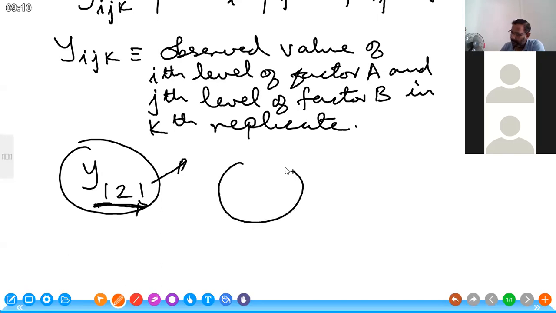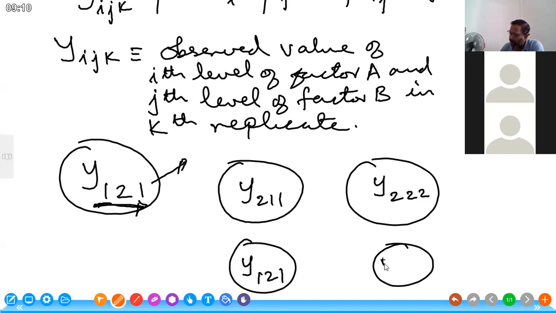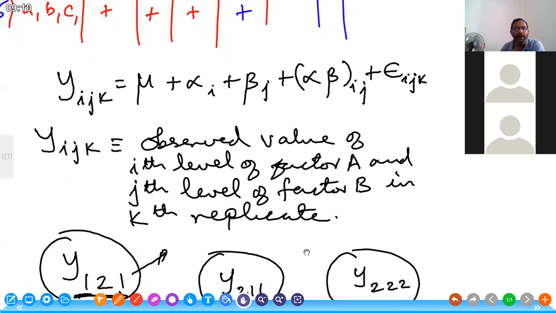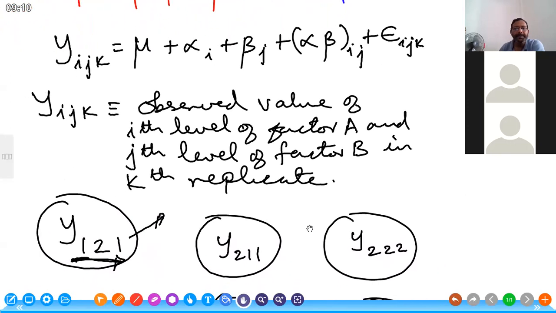Because we have experiments, so Y211, Y222, for example, Y121, Y122. We should be able to explain this. Now, I hope everybody is writing this down. These are not in the notes, so I hope everyone is writing this down.